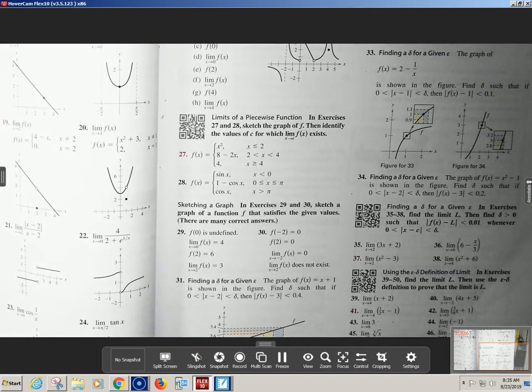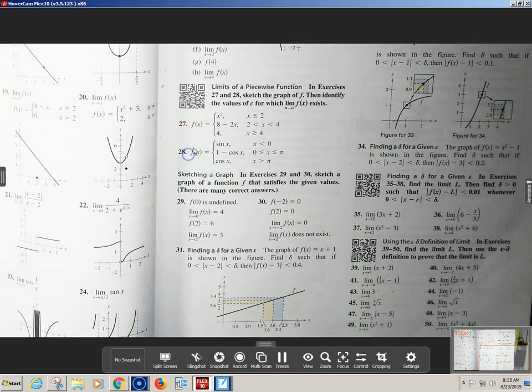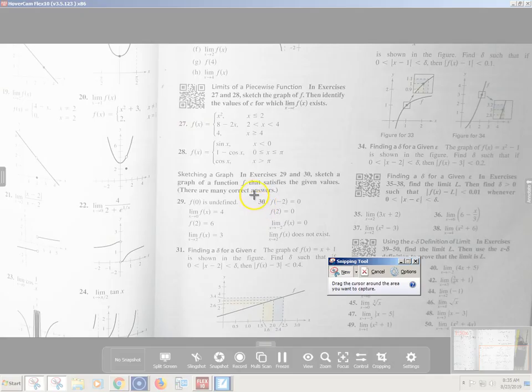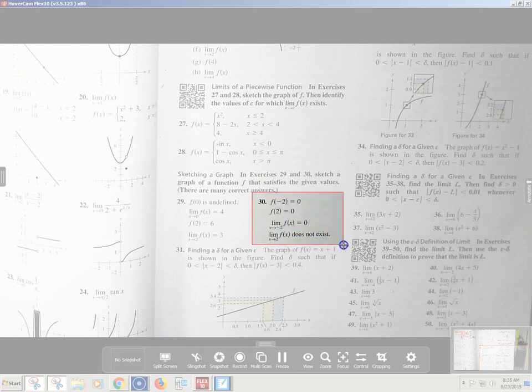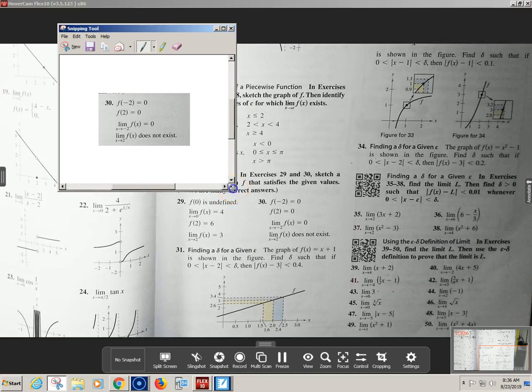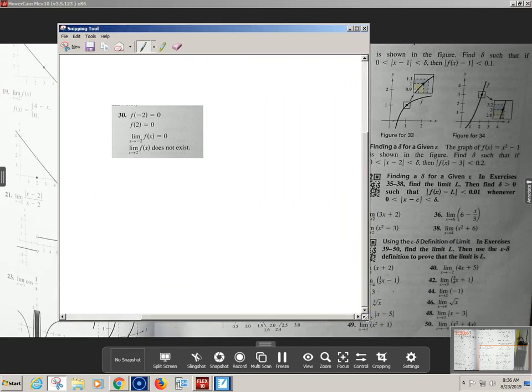Do you want to go to that weird number 30? Where you got to, yeah. We guys had way different answers. Okay, number 30 basically says, make a graph where all these things are true. So let me tell you what had to be true, and then you guys could be creative from there.